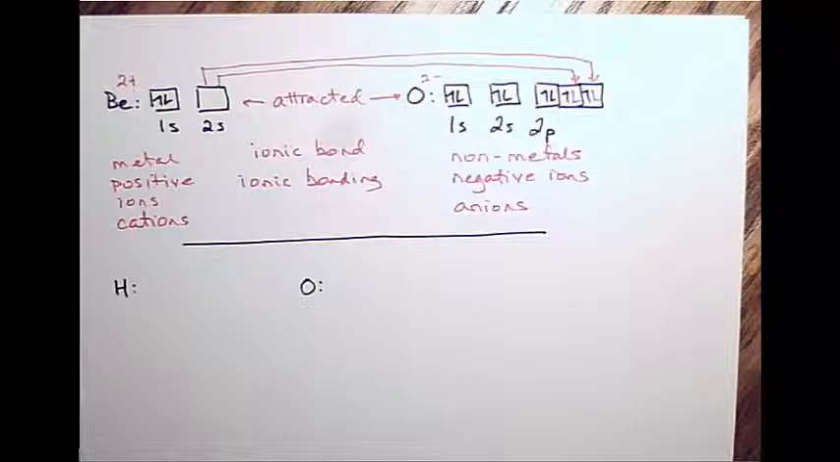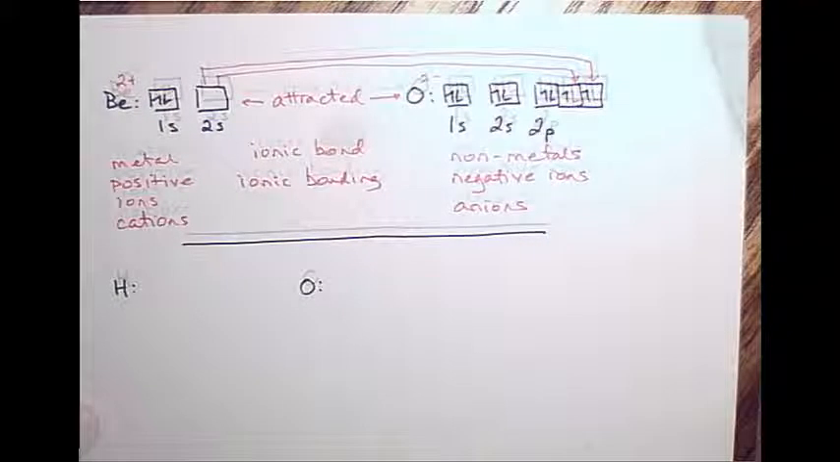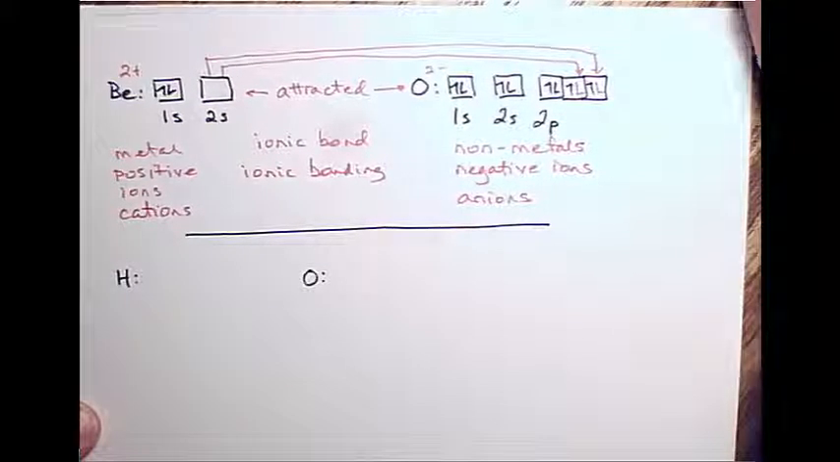This is the way ionic bonding works. Positive charges tend to be attracted to negative charges and vice versa. So the beryllium, which has a 2+ charge now, is going to be attracted to the oxygen, which has a 2 negative charge. And that's the idea behind ionic bonding. Negatives are attracted to positives.